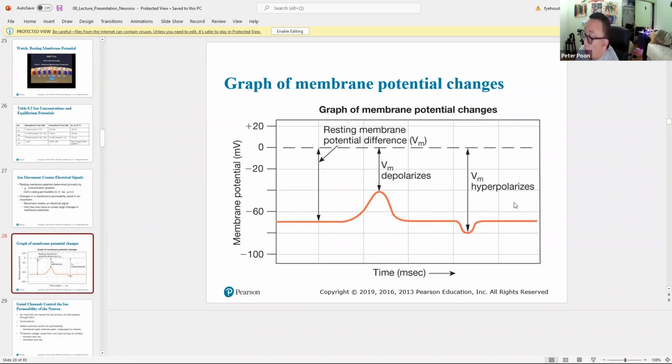I know it's going more negative, and therefore you think it's depolarizing because it's going more negative. But that's hyperpolarizing, because you're making the difference greater from 0.